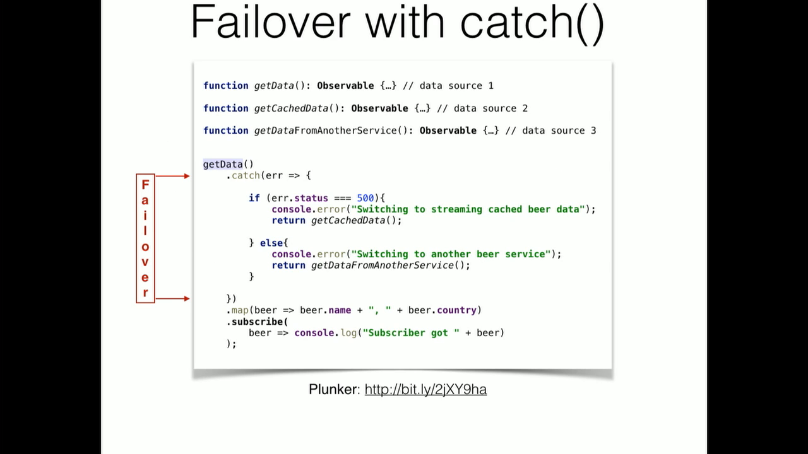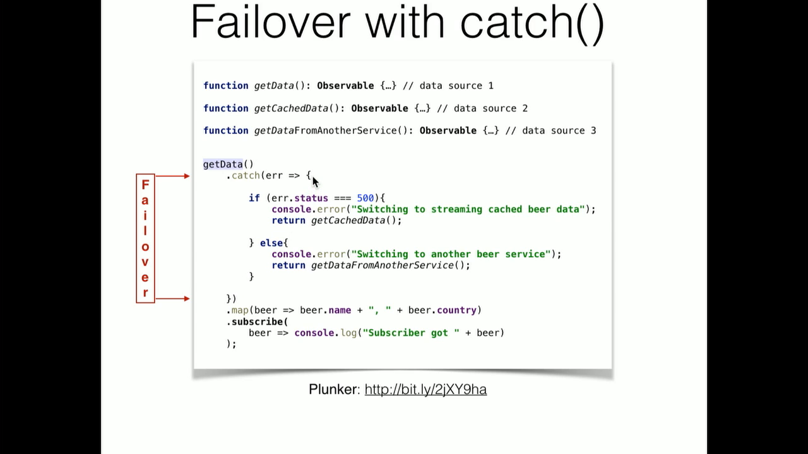And here's an example of a failover with catch. Look at this. Say I have 3 functions, 3 data sources. The primary data source, the function getData, returns an observable. If something goes wrong with this data source, I have another one, getCachedData. Maybe I have data in the cache. Or I may have another function, getDataFromAnotherSource. Each of these sources will return me an observable. Ideally, if everything is great, I want to get data from the first function. So what do I say? getData dot catch. See, catch operator, and then map operator, and only after that subscribe.